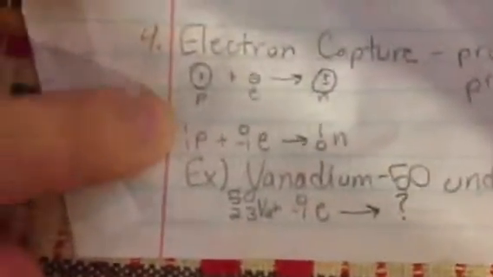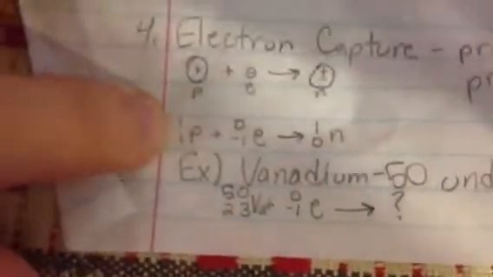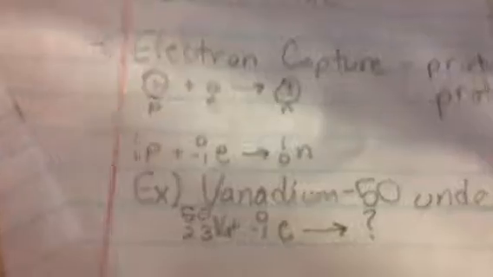Alright, our last one is electron capture. Electron capture is when a proton absorbs an electron, resulting in the proton becoming a neutron. Again, we have another little diagram and an equation to help you. There's our proton, there's our electron, and our resulting neutron. My example for you is vanadium-50 undergoes electron capture. So, let's go to the drawing board.